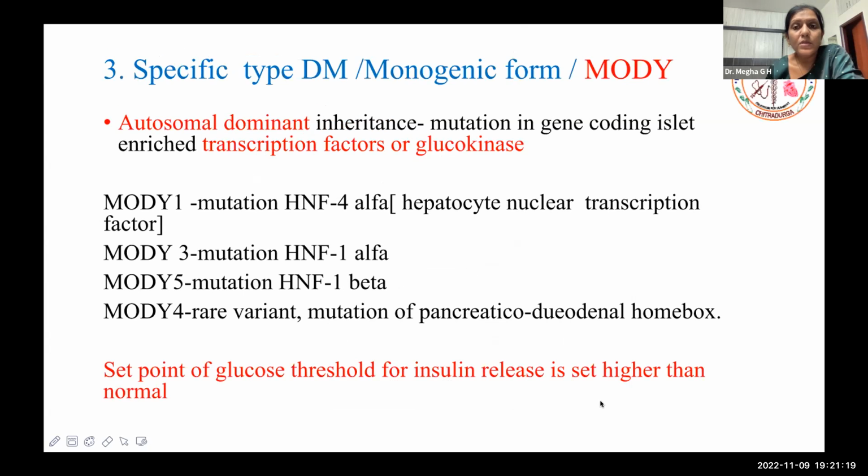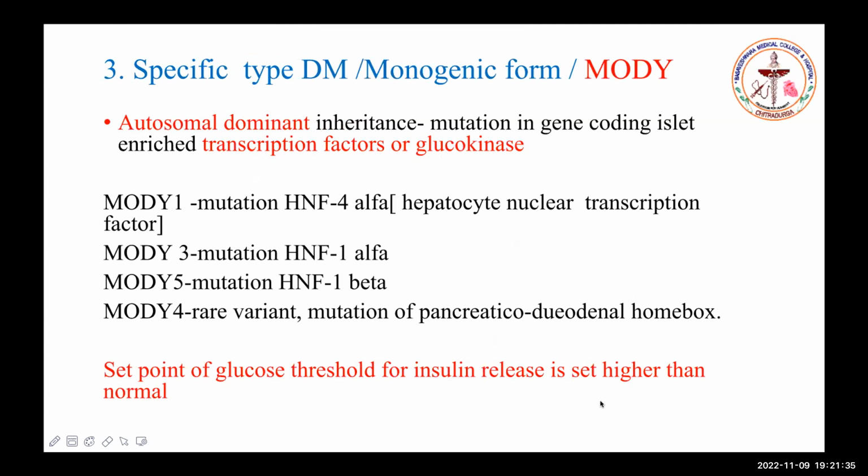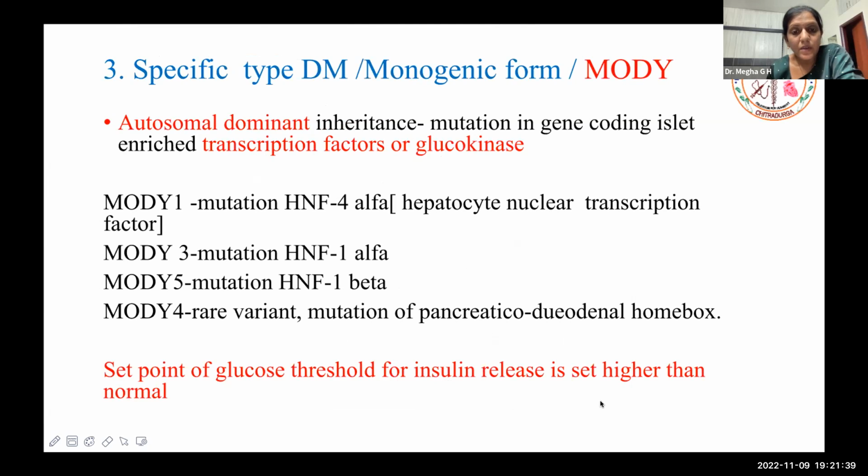Third type is monogenic or a specific type, or maturity onset diabetes of the young. This is an autosomal dominant inheritance. It is due to mutation in the genes coding for enriched transcription factors or glucokinase. Maturity onset diabetes of the young type 1 is because of HNF-4 alpha. HNF-1 alpha mutation is type 3. And type 5 is because of HNF-1 beta mutation. And type 4 is a rare variant where we have a mutation of pancreaticoduodenal homeobox.